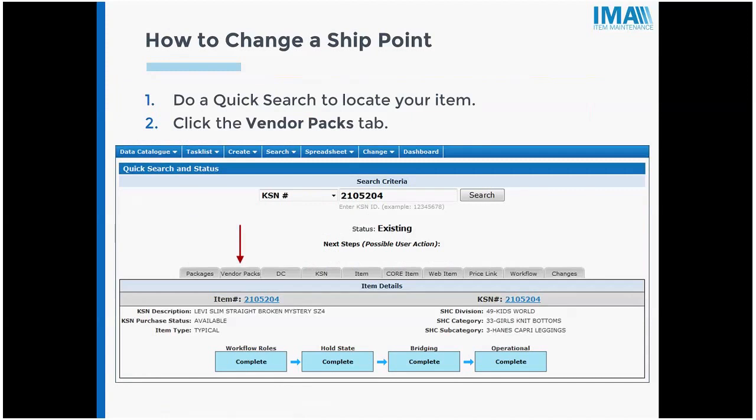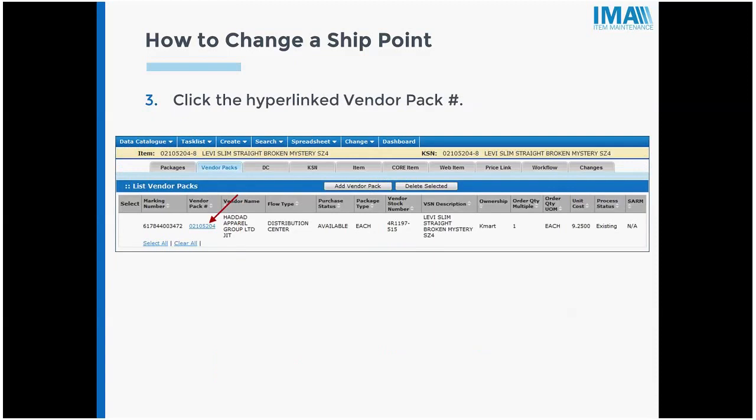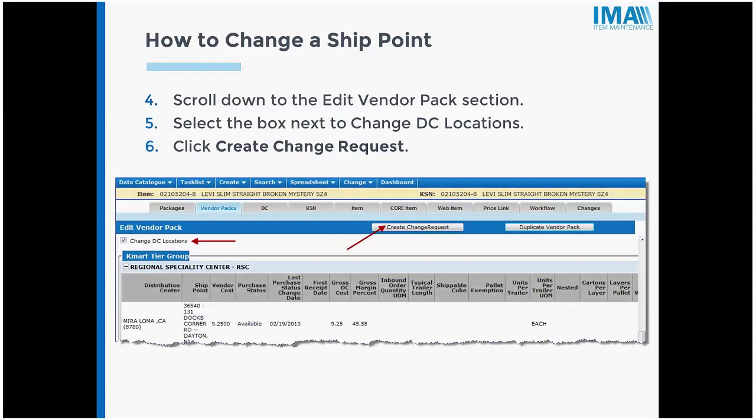Alright, so let's go over the steps on how to change a ship point. So you'll want to do a quick search to locate your item. Then you'll want to click on the Vendor Packs tab. From there, you need to click the hyperlinked vendor pack number for the vendor pack that you want to adjust the ship points for. Then you're going to scroll down the page until you see the Edit Vendor Pack section. You should then select the box next to Change DC Locations and click Create Change Request.